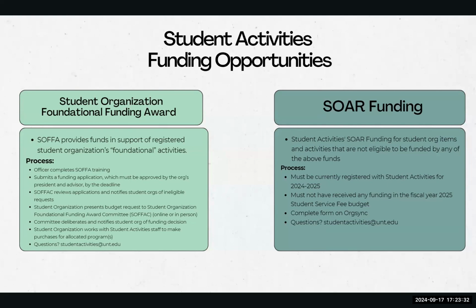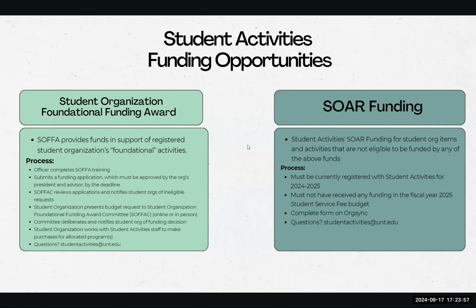You must not have received any funding in the fiscal year 25 student service fee budget. So sometimes if you're a department or if you have received funding, you might not be eligible for this. And you have to complete the form on OrgSync. And of course, if you have any questions, you can reach out to studentactivities@unt.edu.